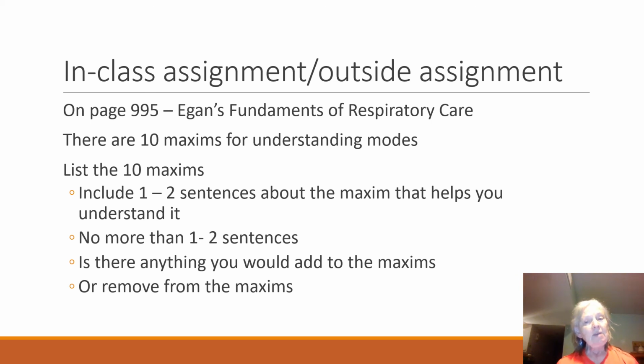So your in-class assignment, outside assignment, this is for you to do throughout the day today. On page 995 of EGANS, there's 10 maxims for understanding different modes. All I want you to do is go ahead and list them, and then just give me 1 or 2 sentences about the maxim that helps you understand it. I don't want any more than 1 to 2 sentences. Do not write a book. And then after you finish, just think about it. Is there anything that you think could help maybe clarify the maxims or be added to them? Or do you think there's anything that can be removed from the maxims? Kind of an interesting one to see where we are with the modes and with our definitions.